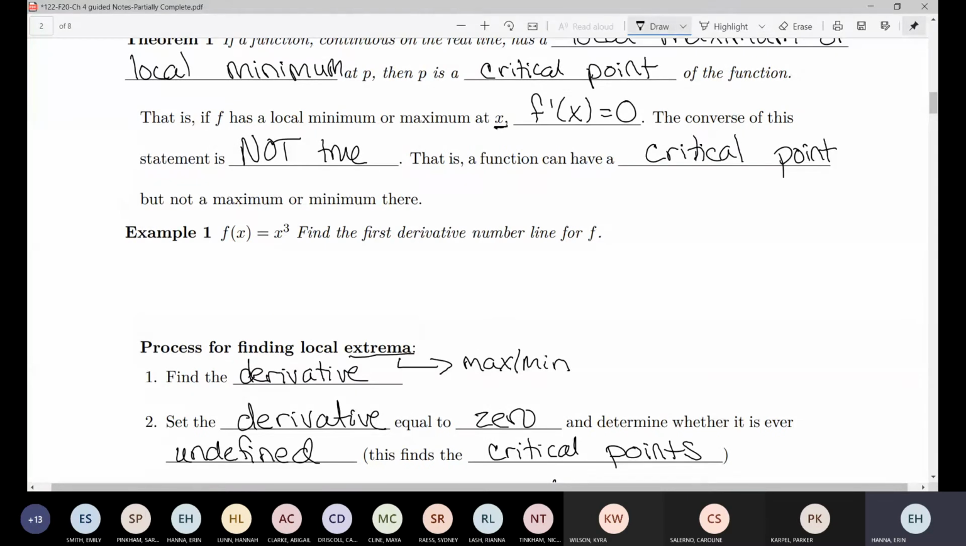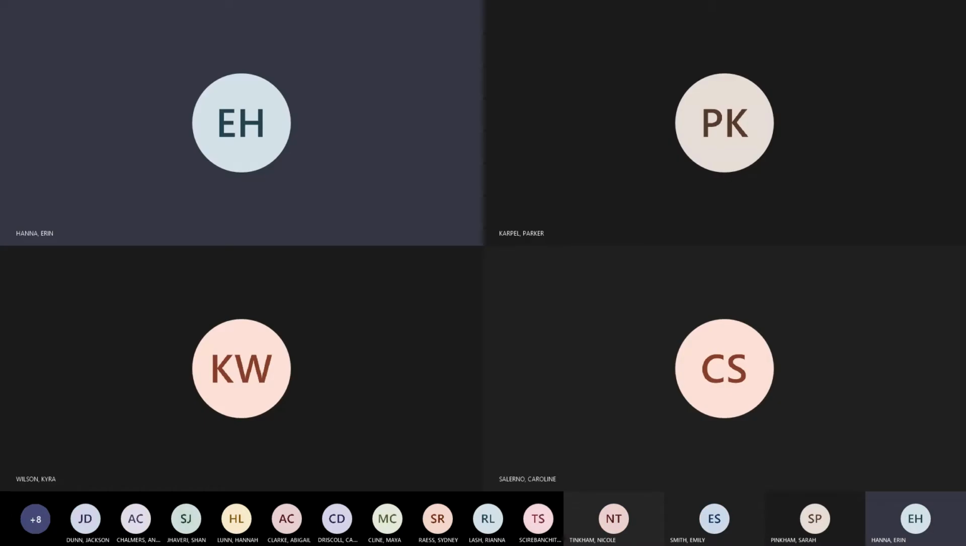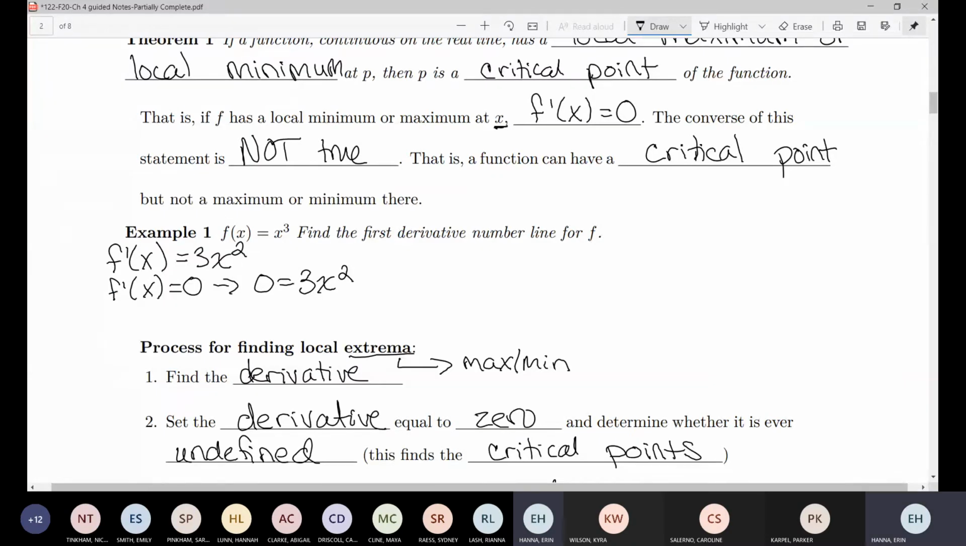First thing I need is to click the draw button. I need the derivative. Derivative of x cubed is 3x squared. I need to set that derivative equal to 0, which means that I would have 0 equals 3x squared. Let me try unsharing and resharing and see if that helps the lag. Or makes the lag worse.